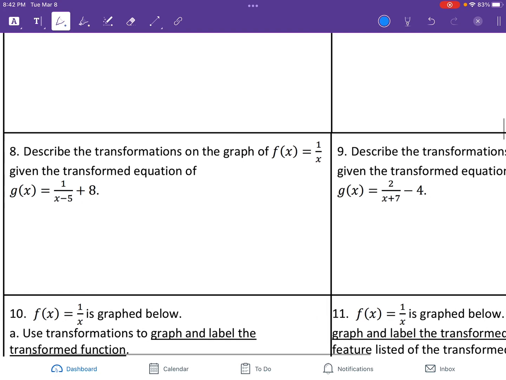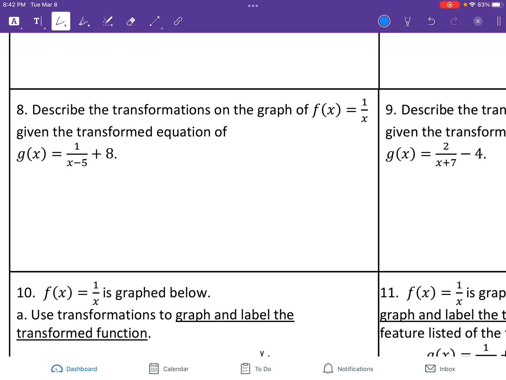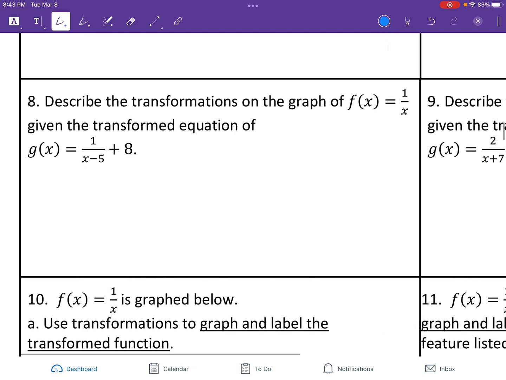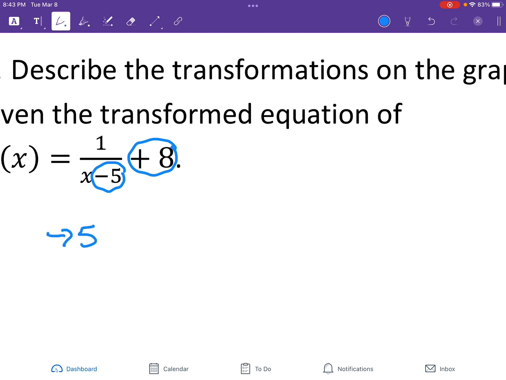All right, moving on to some transformations of graphs. So we have the graph f of x equals 1 over x. We want to know how it's transformed with these pieces that were added or subtracted. So there are two transformations: the minus 5 inside and the plus 8 on the outside. The minus 5 makes the graph go to the right by 5. It's inside the function, so it goes left or right, and goes the opposite of the sign. The plus 8 makes it go up by 8. It's on the outside of the function, so it goes up or down, and it follows the sign. That's really all I care about. If you can do that, we're good.